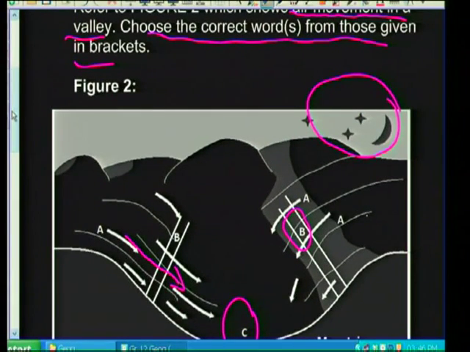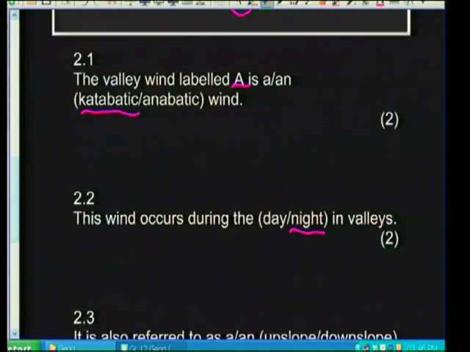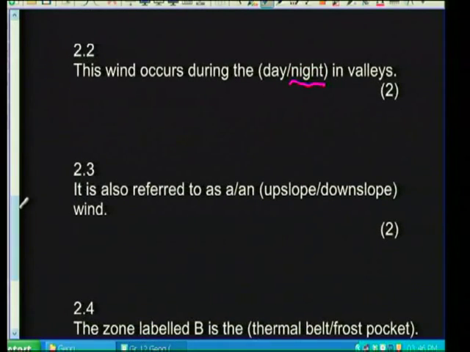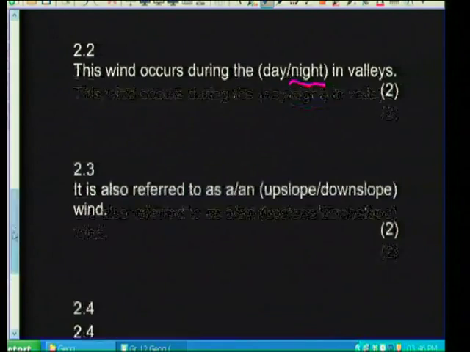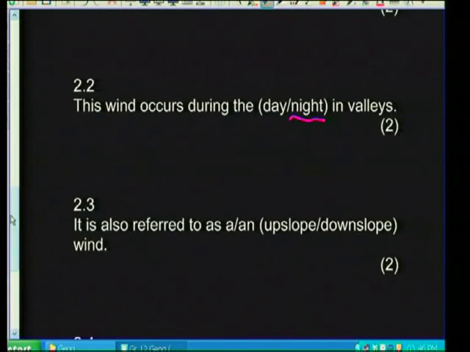The examiner has given us a tip. We see the moon, the stars. We've learned that already, that it happens during the night. So, makes our answer very easy. The following question, question 2.3, this also refers to an upslope or downslope wind. And again, we work that out by looking at the source material. We see the arrows pointing downslope. So, it's actually downslope from the source material itself.